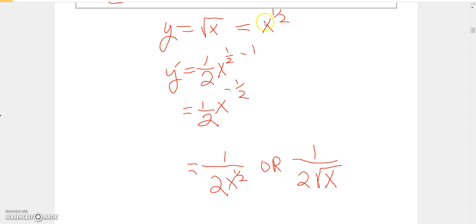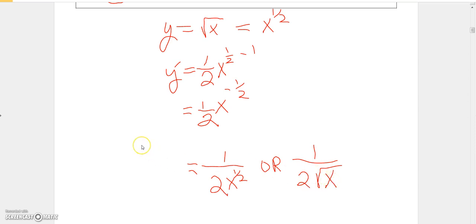Now let's apply the power rule. So to apply the power rule to this, we would bring the 1/2 down. So we'd have 1/2 times x to the 1/2 minus 1. And then 1/2 minus 1 would be negative 1/2. So I'd have 1/2 x to the negative 1/2. Now I can move the x to the negative 1/2 into the denominator and make it x to the positive 1/2. So I have 1 over 2 x to the positive 1/2. Now x to the 1/2 is the same as square root of x, so you could just write that as 1 over 2 times the square root of x.